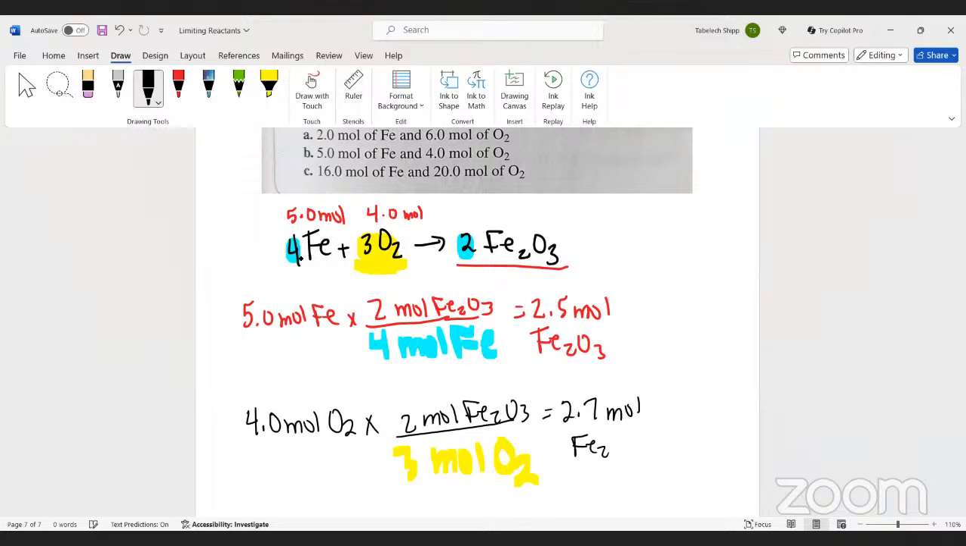So now, Jay, my question for you is, which one of these numbers is the limiting reactant? Which one would you say? Is it the 5.0 moles of iron or the 4.0 moles of oxygen? Which one is the limiting... Okay, very good. That is correct. The one that produced the smallest amount is the limiting reactant. That is correct.